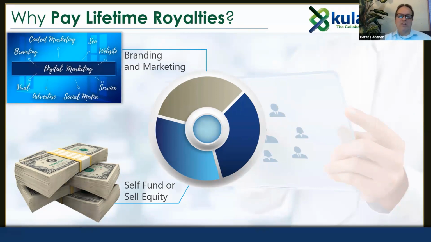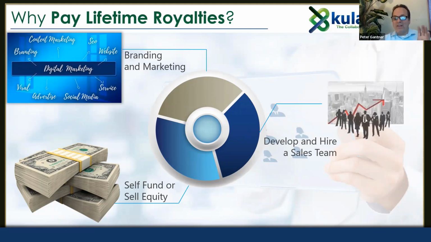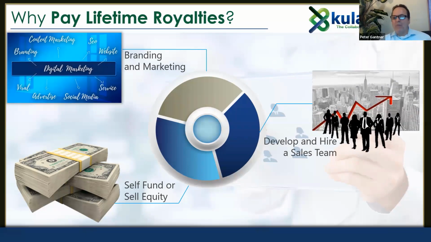If you've ever bought any of those online courses, some of them can be thousands, tens of thousands of dollars to learn online marketing. And then, of course, they have to do sales themselves, or develop and hire a sales team in the very early days. And guess what? That, again, costs money. So the marketing costs money, bringing on a sales team costs money, which means what? They either have to self-fund a lot of money or they have to sell a lot of equity.